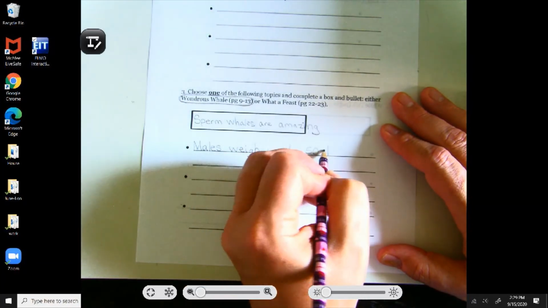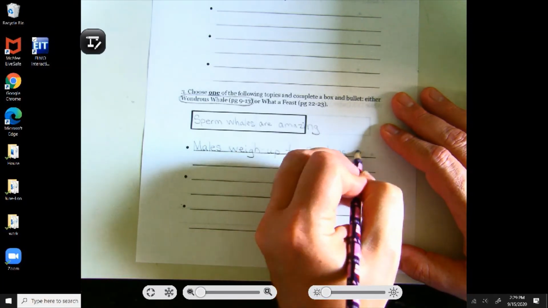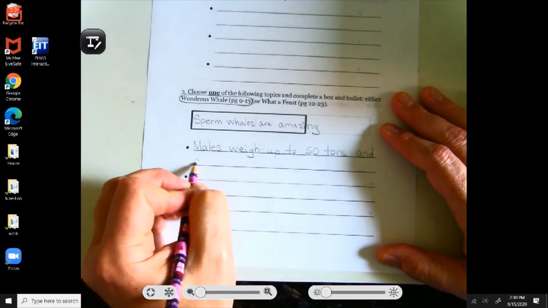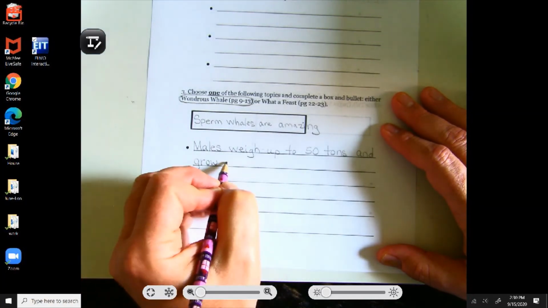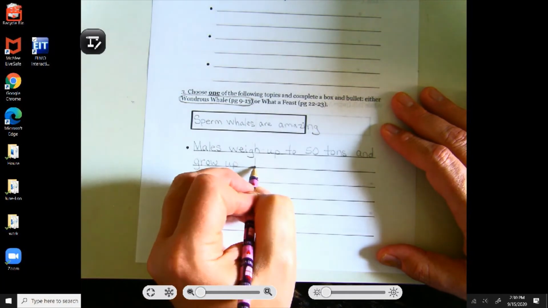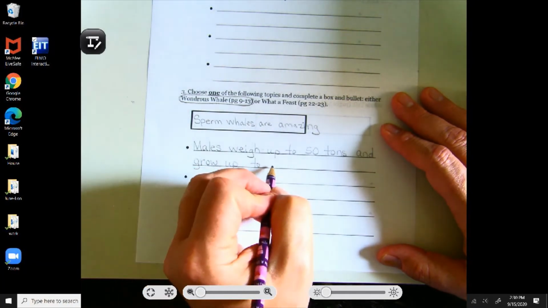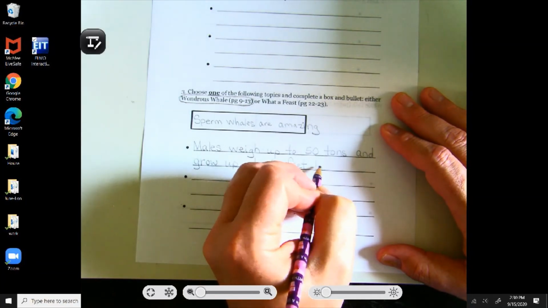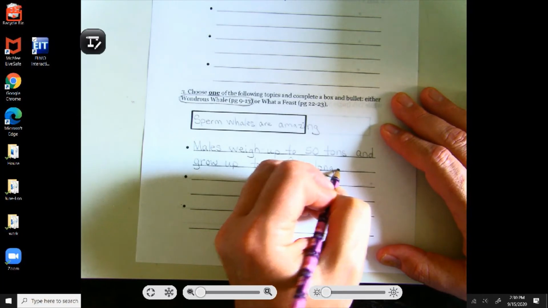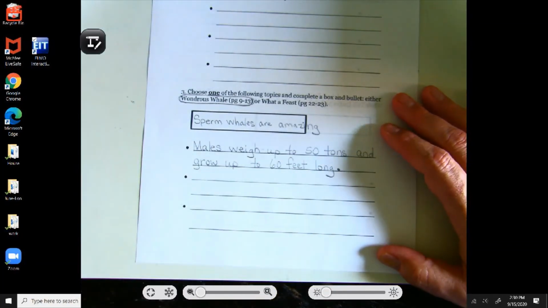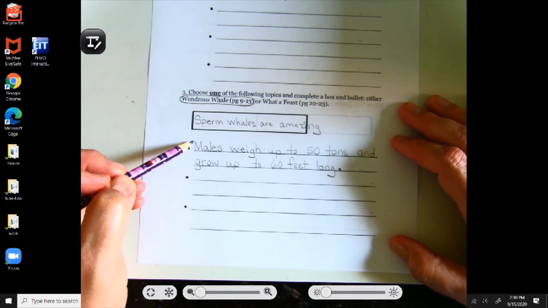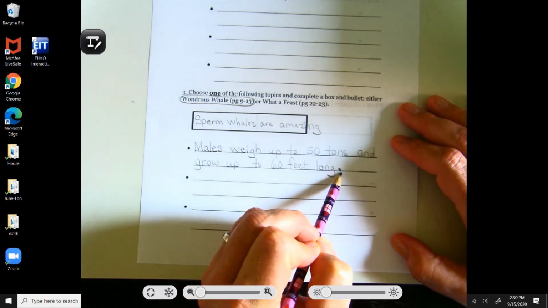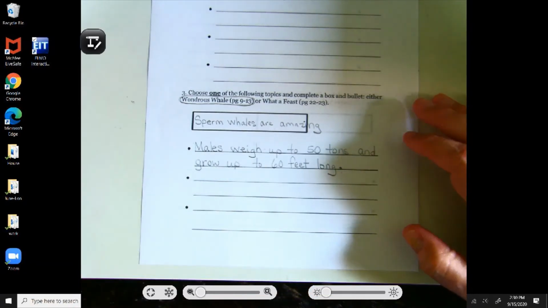Males weigh up to 50 tons and grow up to 60 feet long. Now, if you're still writing, that's okay. You keep writing, but make sure you have a capital letter at the beginning of your sentence and a period at the end. Right? We want a complete sentence.